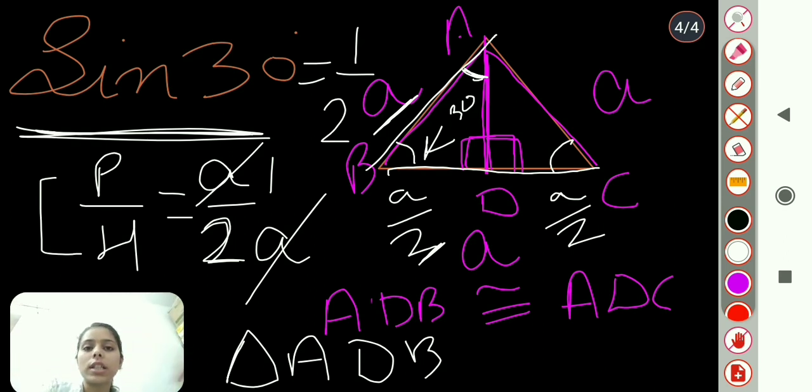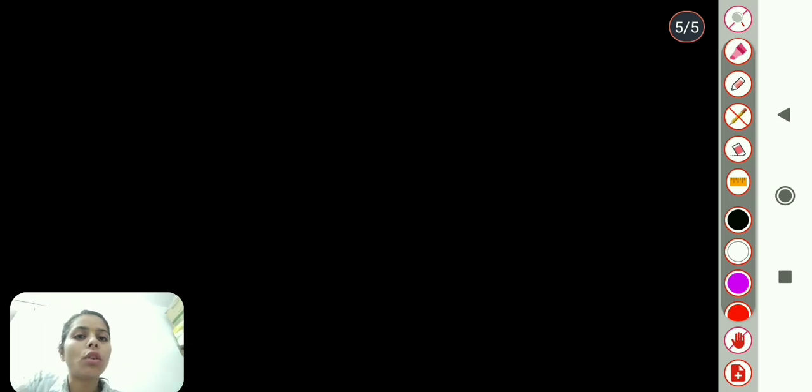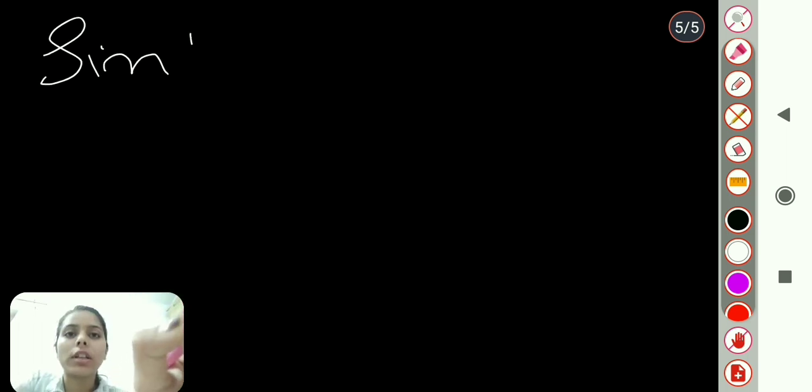I hope this is clear to you all. In the same way you can find the value of cos 30 degree, tan 30 degree and so on. So now let's move to another. Now we are going to find the value of sine 45 degrees.